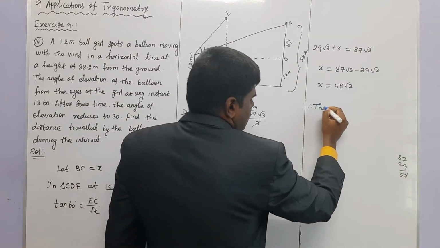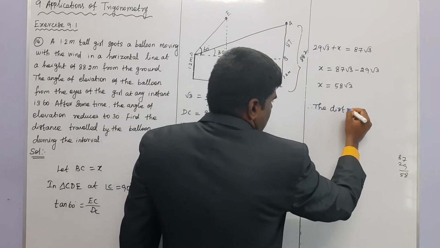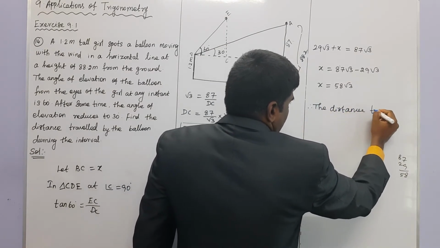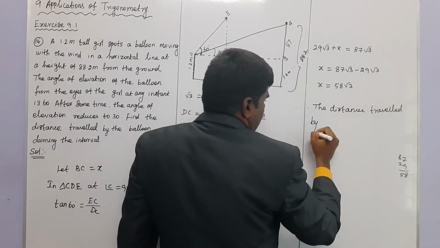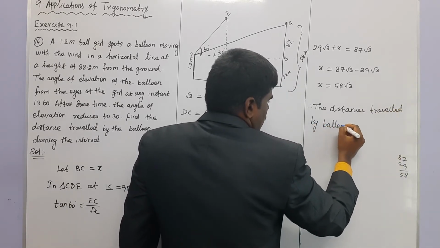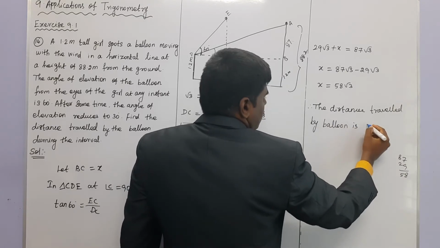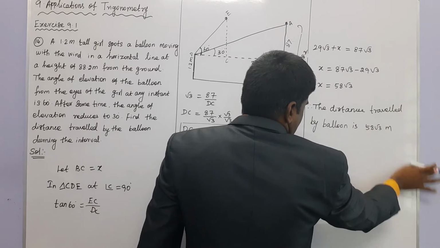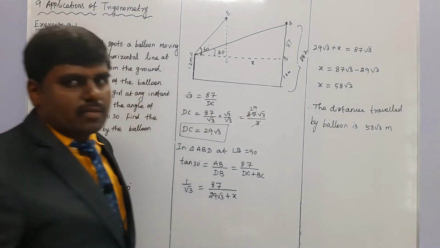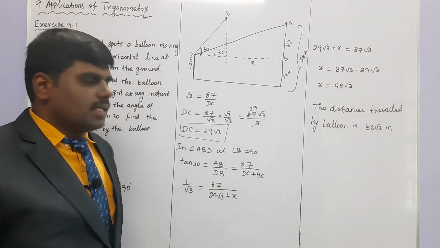The distance traveled by the balloon is 58 root 3 meters. Okay, the distance traveled by the balloon is 58 root 3 meters. Is it clear?